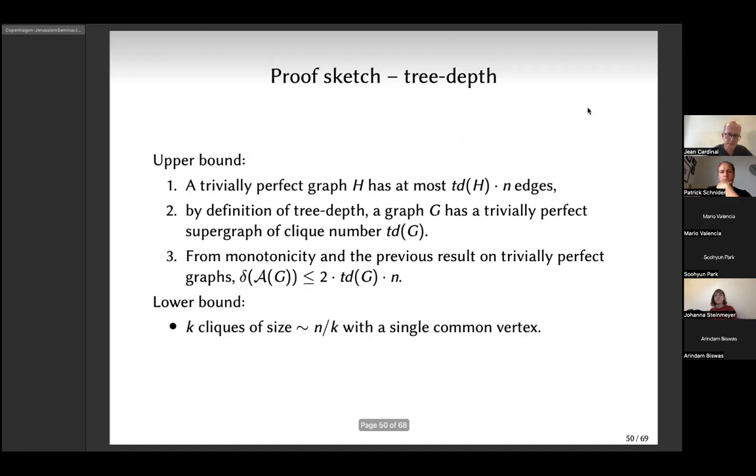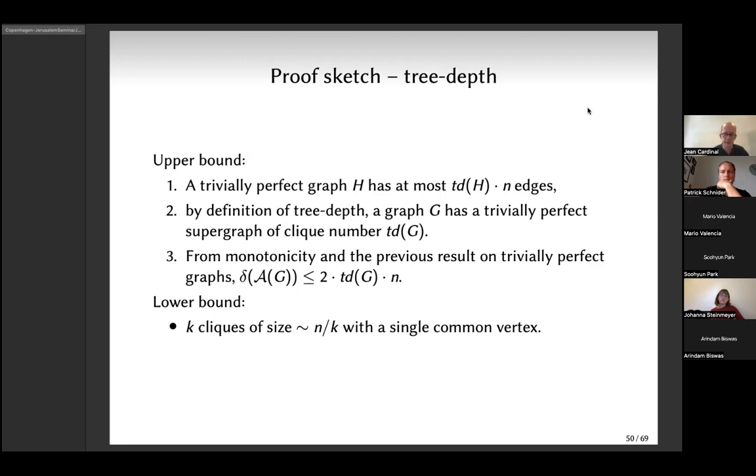It's basically based on the trivially perfect graphs. We use that the definition of the tree depth is the clique number of a trivially perfect supergraph, and then we use the 2 times m result for trivially perfect graphs. So this uses the previous result on trivially perfect graphs in a quite straightforward way, and then the monotonicity of the diameter under the addition of edges, right? The diameter can only increase if you add edges, and then we directly get this result.